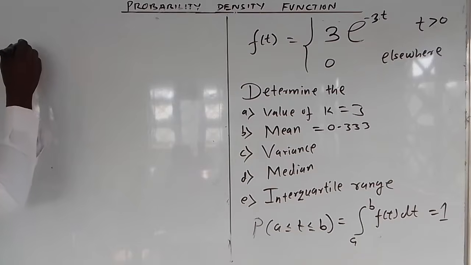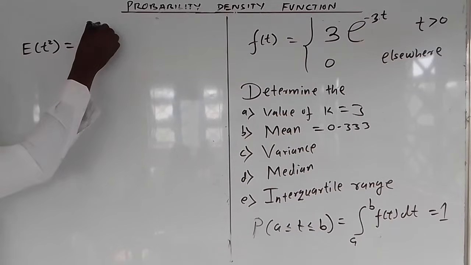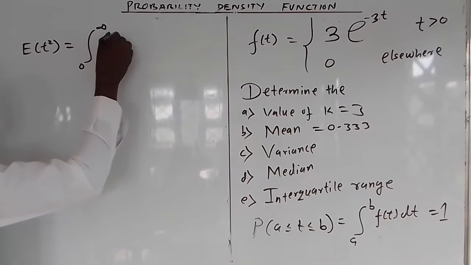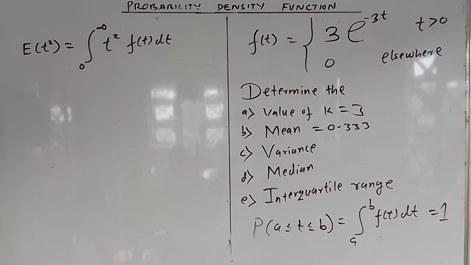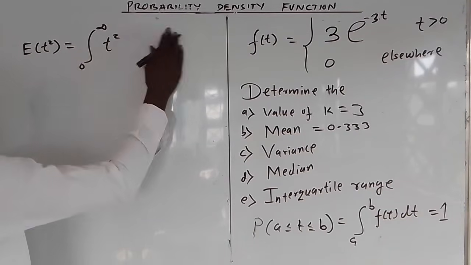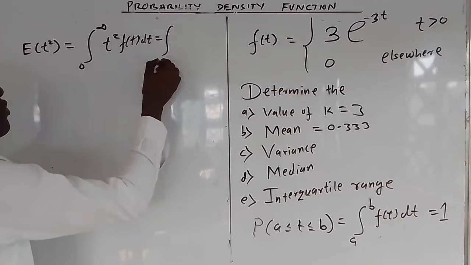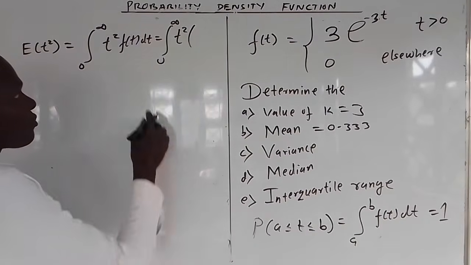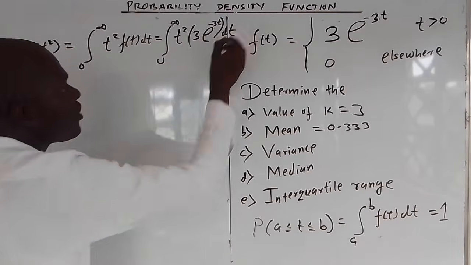The expected value of t squared is going to be what? We are integrating from 0 to infinity of t squared f of t dt, isn't it? Are we together? Yes. So substitute, what is your f of t? It is t squared f of t dt, which is from 0 to infinity, t squared times 3 exponential negative 3t dt.